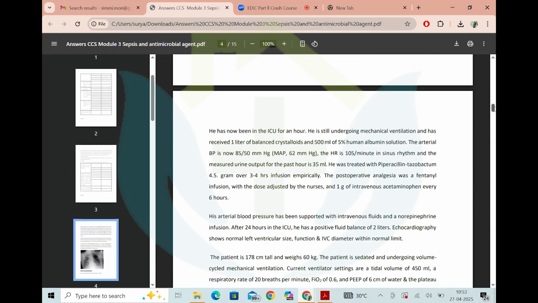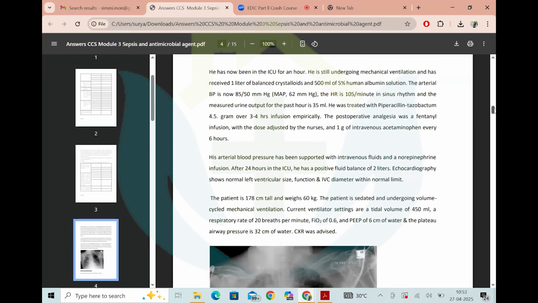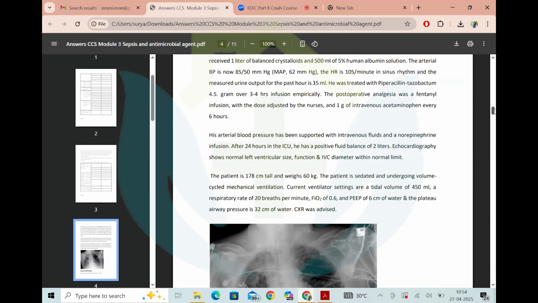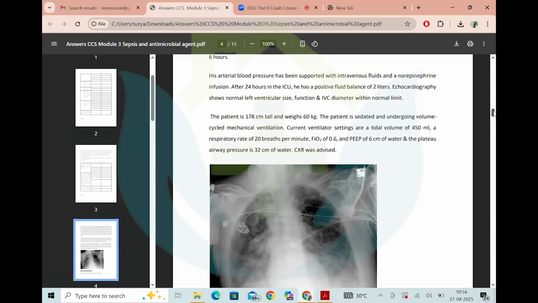Correct. Now the patient is in ICU for an hour and still undergoing mechanical ventilation after receiving 1 liter of balanced solution and 500 ml of human albumin solution also. The MAP is still 62, heart rate is 105, urine output is 35 ml. Patient is given Piptaz. Post-operatively, fentanyl infusion was given. 1 gram of IV acetaminophen is also given. So basically, you are giving NORAD support to support the blood pressure. Then after 24 hours, the patient is 2 liters fluid positive.